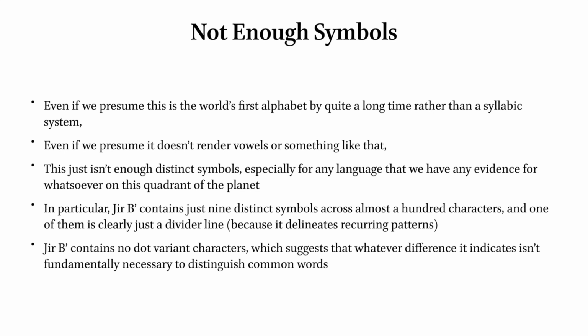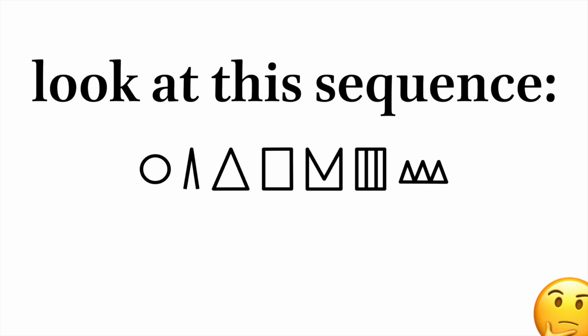And tablet B doesn't contain any dot variant characters, which suggests that whatever difference it does indicate is not that important. It's not necessary for any common words. Okay, but look at this sequence. Just think about it for a moment.